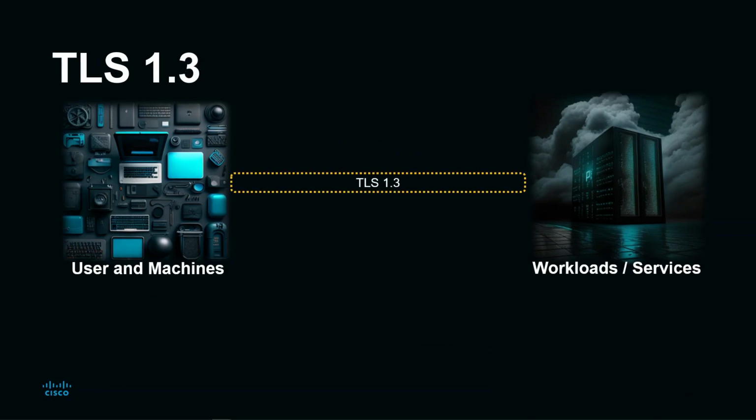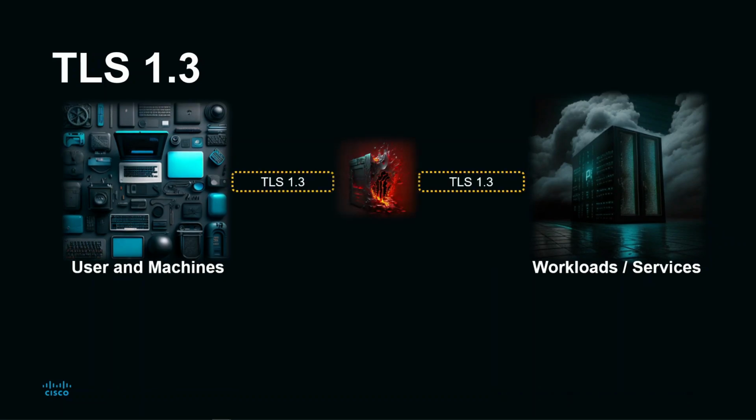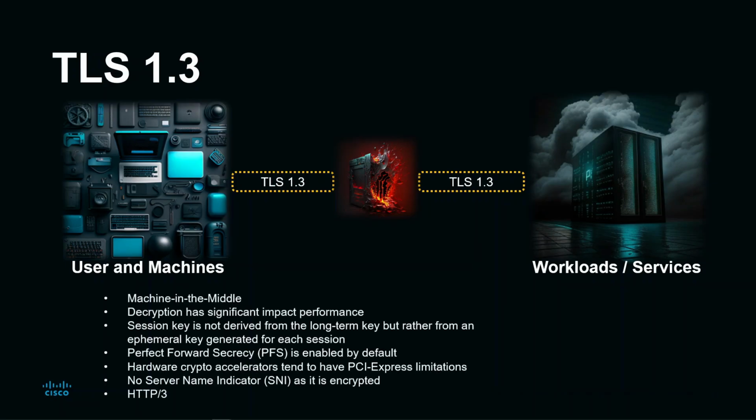Now, TLS 1.3 gets a little bit tricky here. Again, we got users and machines talking to workloads and services. Now, again, there's machine in the middle that can do TLS-based proxy. The problem is there is a significant performance impact in comparison. Why is that? Well, the session key is not derived from the long-term key, but rather from an ephemeral key generated for each session. So there's a little bit more heavy lifting here, and this is because of perfect forward secrecy, which is enabled by default.